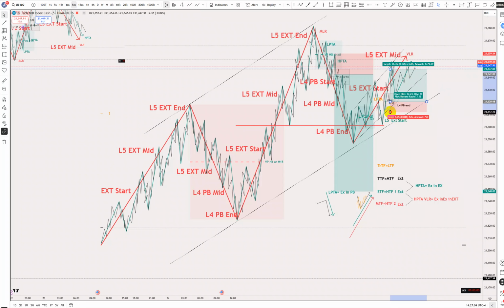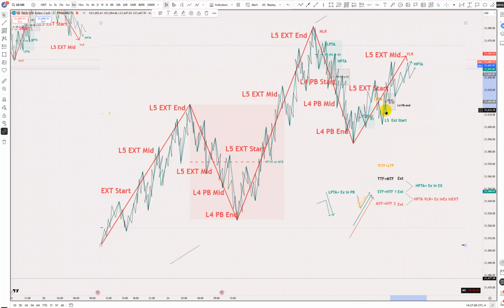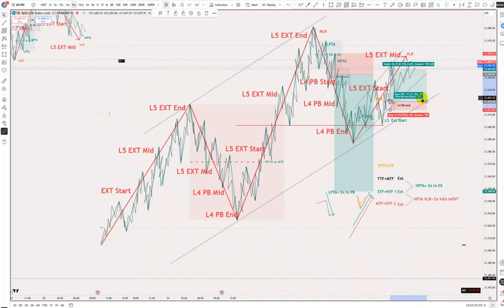So if we get in a place where we put our stop behind this one, you will see that we have 1 to 4 in the same area, the same movement. So where you put your stop loss plays a key role here.